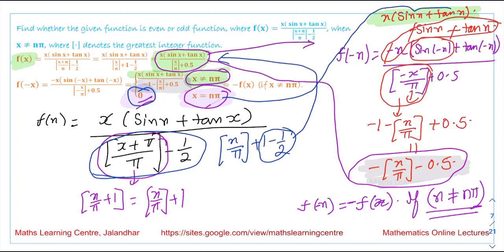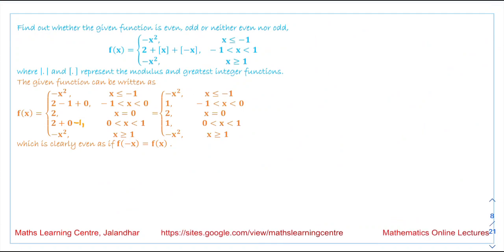It is 0 when x is n pi, and it is equal to minus f of x if x is not equal to n pi. Now, what is given to us in the question? It is being given that x is not equal to n pi. So, we are saying for x is not equal to n pi, this function is an odd function. Next is find out whether the given function is even, odd, or neither even nor odd.